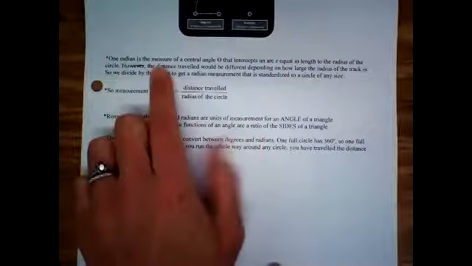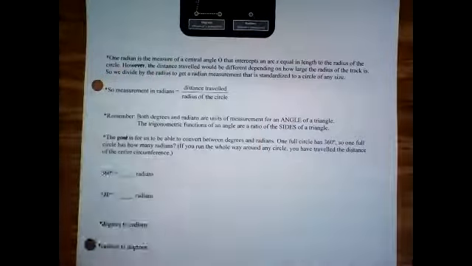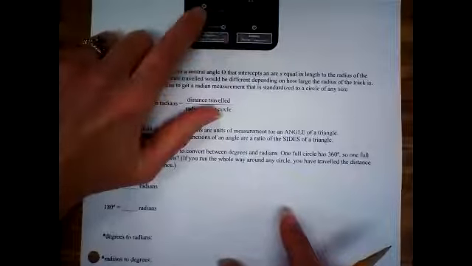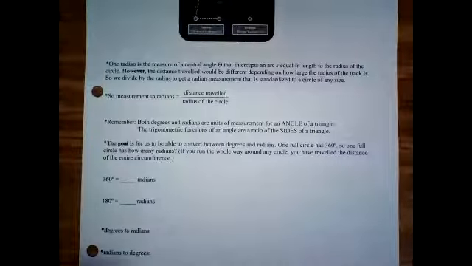1 radian is the measure of a central angle, which we call the angle theta, that intercepts an arc. This is an arc. We're going to talk about arc length later, the arc of the circle right there. Equal in length to the radius of the circle.